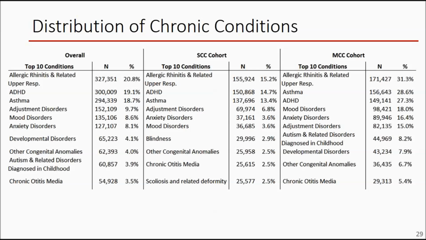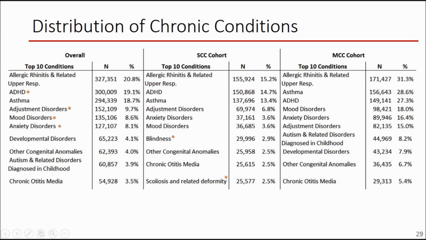So when you add in the two different cohorts, the SCC and MCC, the top three conditions remain consistent: allergic rhinitis, asthma, ADHD. The prevalence is much higher in the MCC cohort, which makes sense. But these three conditions overall do drive a lot of this. It's when you get lower in the list that you start seeing some differences.